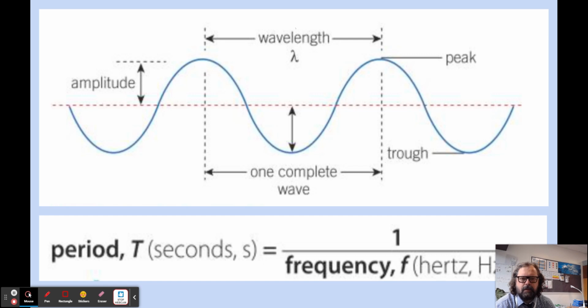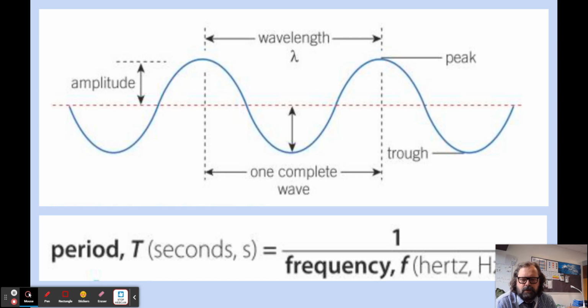A wavelength can be measured in different ways, but is always the distance between 2 points of equal disturbance. So the length of one complete oscillation, up, down and back again. And we talk about peaks and troughs. Now the wavelength relates to the frequency of a wave, and the frequency of a wave means how many wavelengths are there in 1 second.